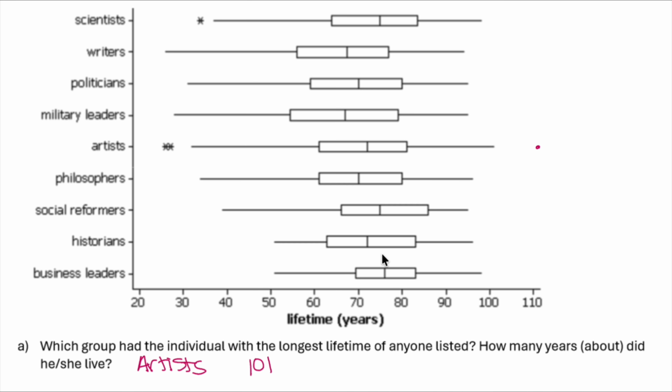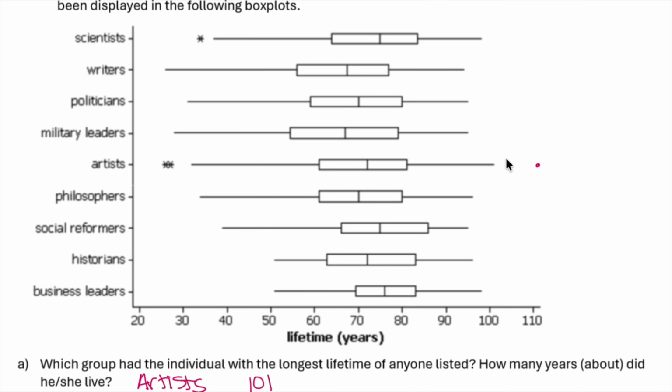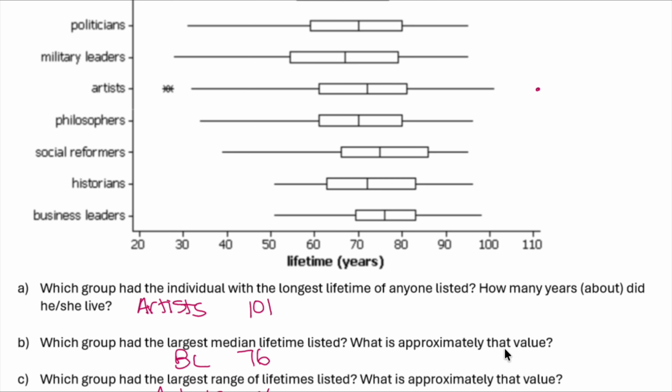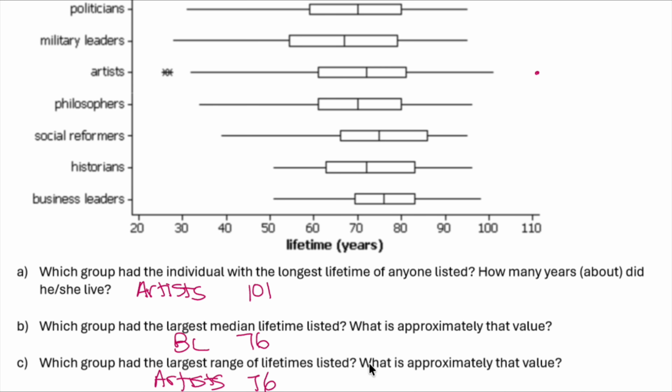Well, okay, so for part A, the reason it's 101 is not because that is the largest range. It's because we want to know the individual with the longest lifetime, so we only cared about the maximum value, which in this case is going to be 101, corresponding with the artist category. So artist is going to be the answer for part A, and the same for part C, but they mean different things. Part C is the range. Artists also have the largest range, but in part A, we only cared about the maximum value. So sorry for my misexplanation before.